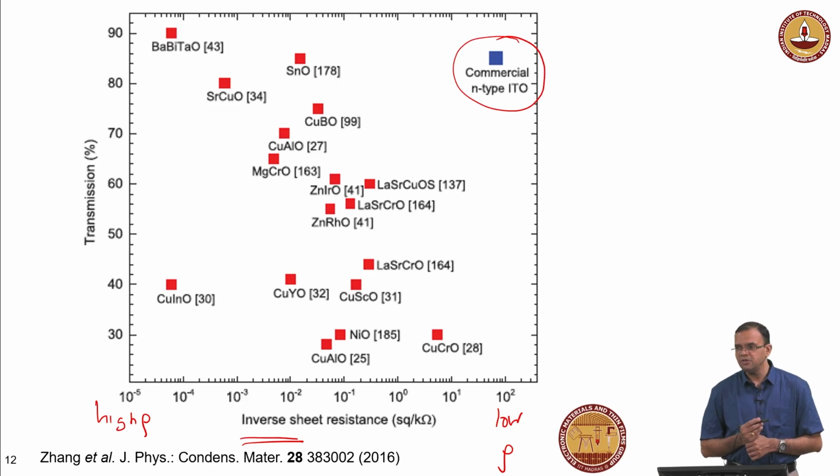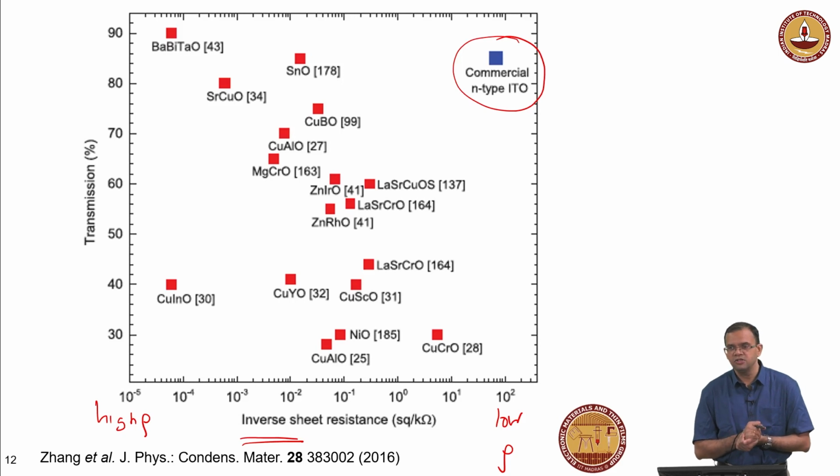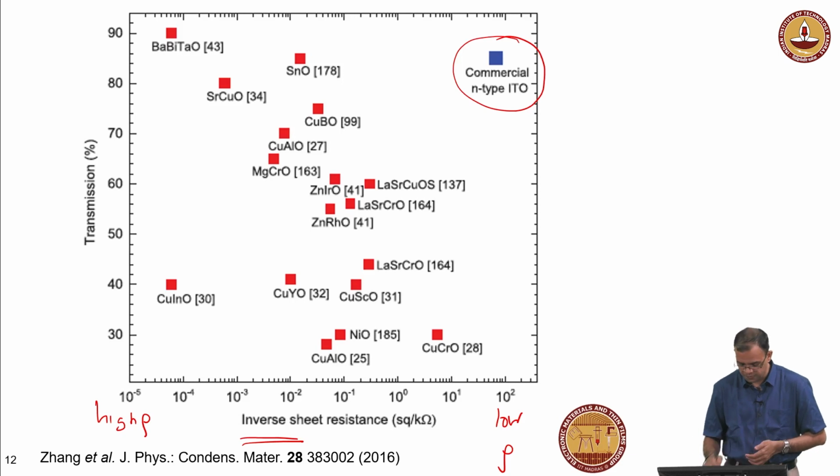If you are really able to get a good p-type TCO, I have an n-type TCO, I have a p-type TCO, then I can start making devices, transistors, diodes and other sorts of devices. So essentially there is a whole branch of transparent electronics that people are working on and that you can develop commercially.